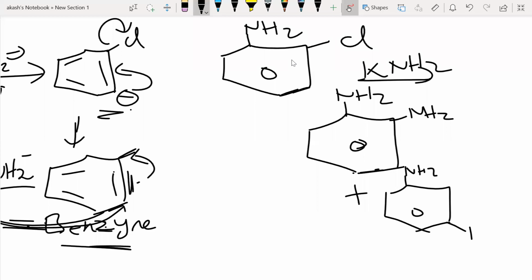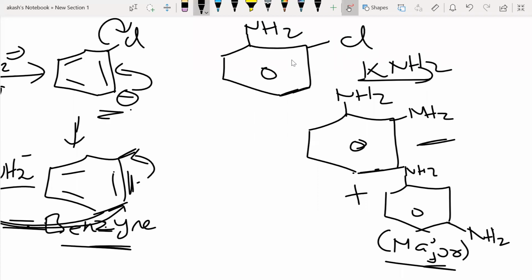And what I find is this is the major product, and this is the minor product. I wanted to come up with a reason for this, and you can come up with the reason only if you go for the mechanism.